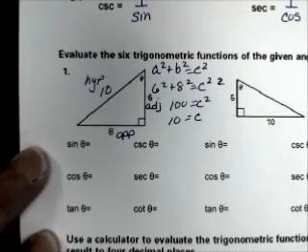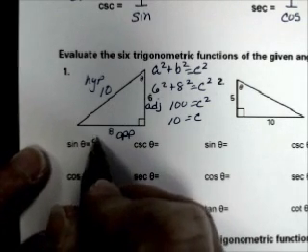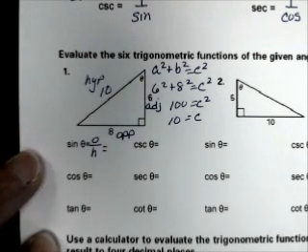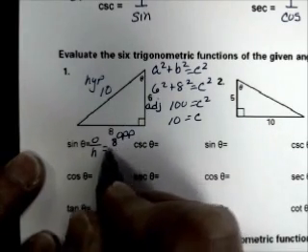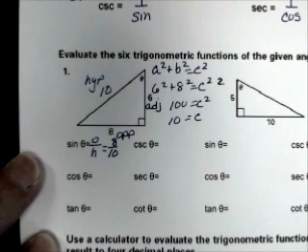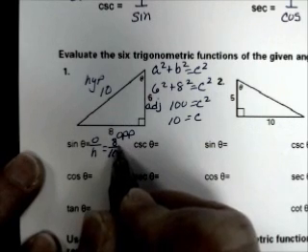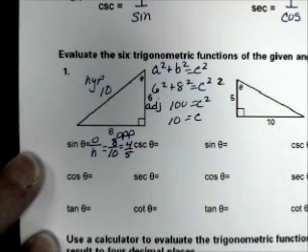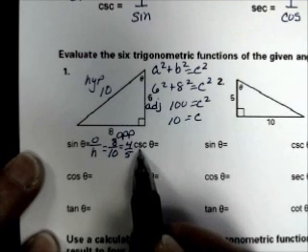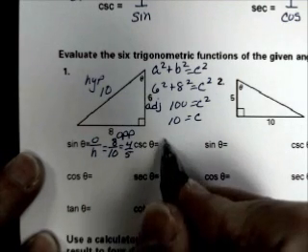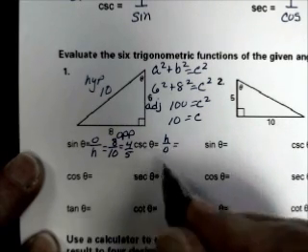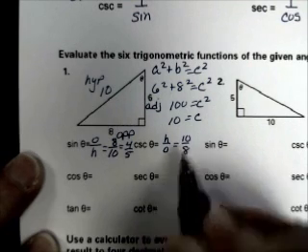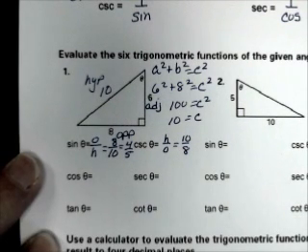So sine theta is opposite over hypotenuse. O over h. The length of the side opposite is 8. The hypotenuse is 10, so 8/10. We can reduce that if we want to 4/5. Cosecant, which is the reciprocal of sine, hypotenuse over opposite, 10/8, or 5/4.